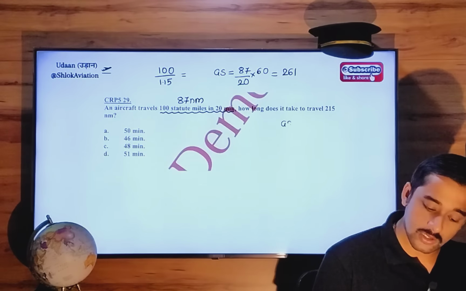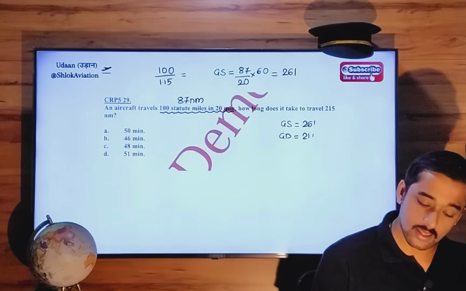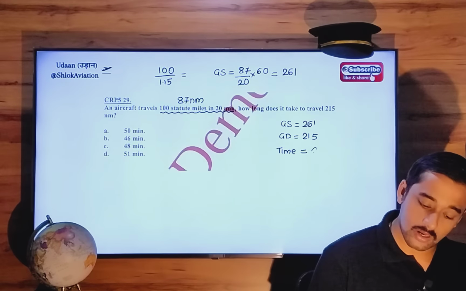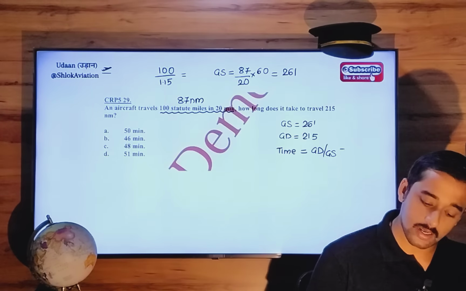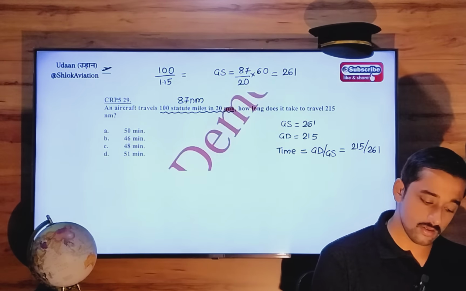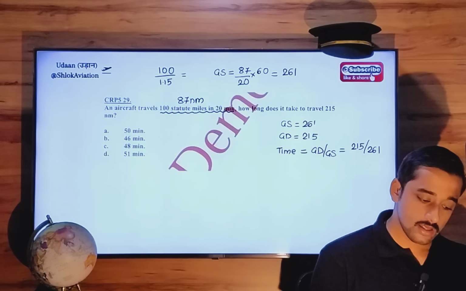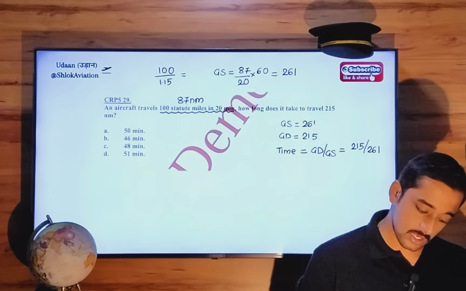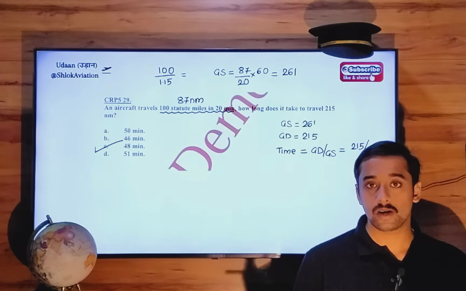Now with a speed of 261 knots, with a distance of 215, time will be equal to ground distance divided by ground speed. 215 divided by 261 is equal to 49 minutes. So the correct or closest option here will be option Charlie, 48 minutes.